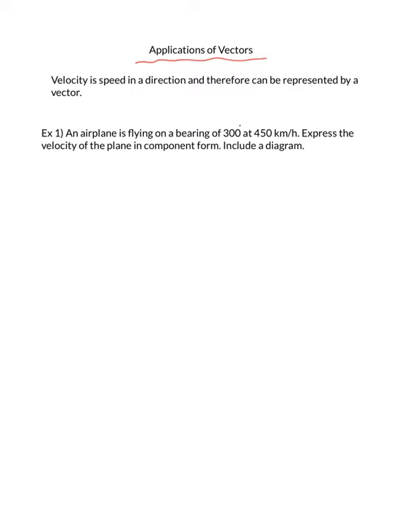Our first example says an airplane is flying on a bearing of 300 degrees at 450 kilometers per hour. Express the velocity of the plane in component form, so what you just watched in the last lesson, and include a diagram. In this example, I am specifically asking you to include a diagram, but even if I don't, it's a really good idea to draw one, make sure that your answer makes sense compared to the diagram, and just check your work as you go.